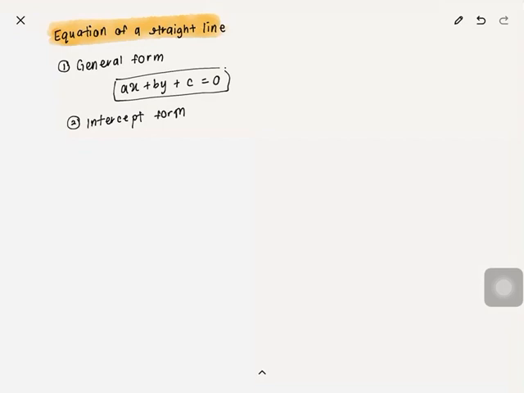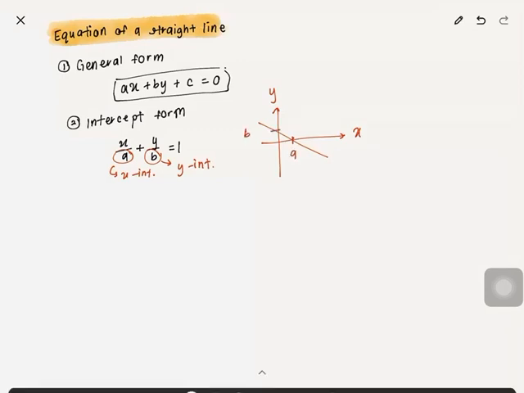The intercept form is very convenient to find the x and y intercept. So we have x over a plus y over b equals 1. In this case, a will be equal to the x-intercept and b will be equal to the y-intercept. So for example, we have a graph here, x and y, and a straight line. The line intersects the x-intercept at a, and here it will be b. So that's the second form.